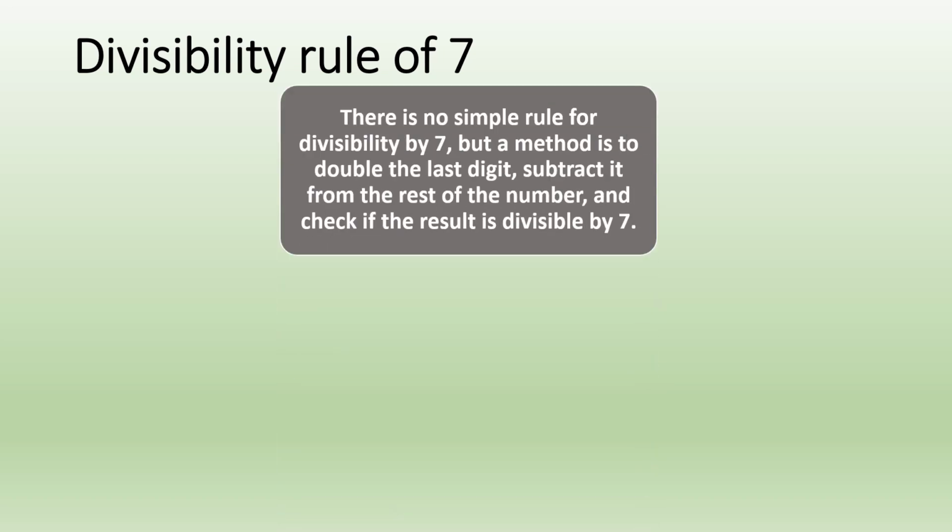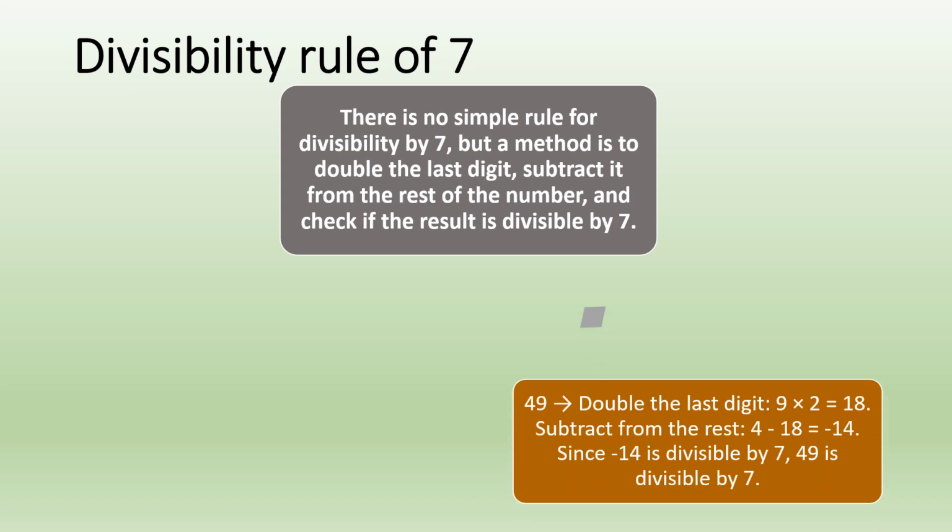Next is the divisibility rule of 7. There is no simple rule for divisibility by 7, because so far we have just examined the last digit or simply added the digits and checked whether the given number is divisible or not. But here we do not have any such rule, so we use another method for checking divisibility by 7. First of all, we have to take the last digit of the number and double it. After that, subtract it from the rest of the number and check if the result is divisible by 7.